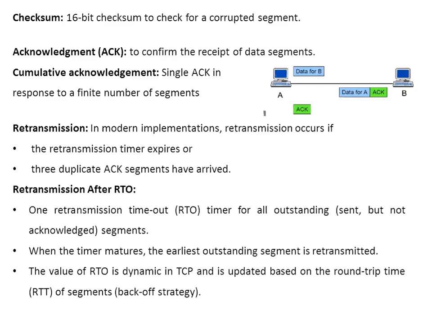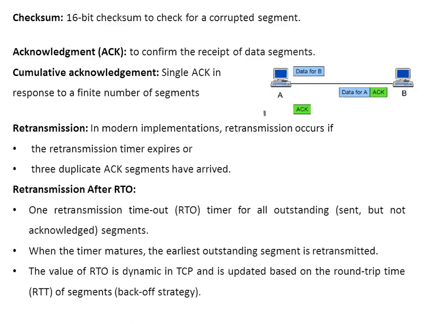For that, there are two cases. One is, for every segment that the sender transmits, it starts a timer called the retransmission timeout timer, and the sender will be waiting until the expiration of that timer. Until the expiration of that timer, if it receives the acknowledgement, it is fine. If it does not receive the acknowledgement, then the sender will be retransmitting. This is the first case of retransmission, when the retransmission timer expires.